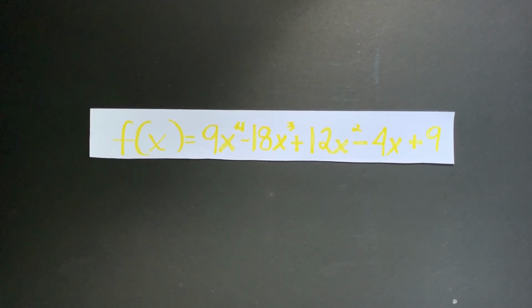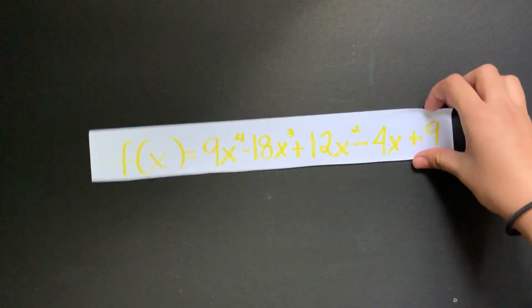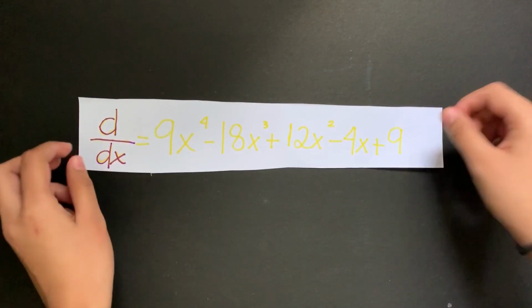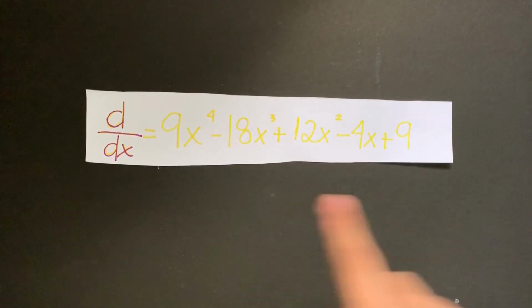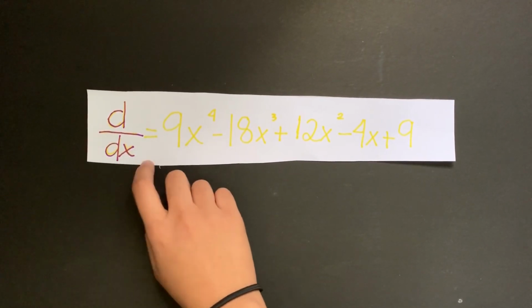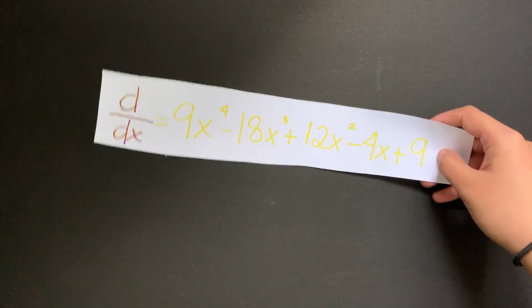So our problem is f of x is equal to 9x raised to 4 minus 18x cubed plus 12x squared minus 4x plus 9. As you guys can see, we need to use the rules for finding the derivatives of the sum of functions and finding the derivatives of the difference of functions. The first step that we are going to do is change the f of x to d over dx to indicate that we are going to find the derivative of the equation.